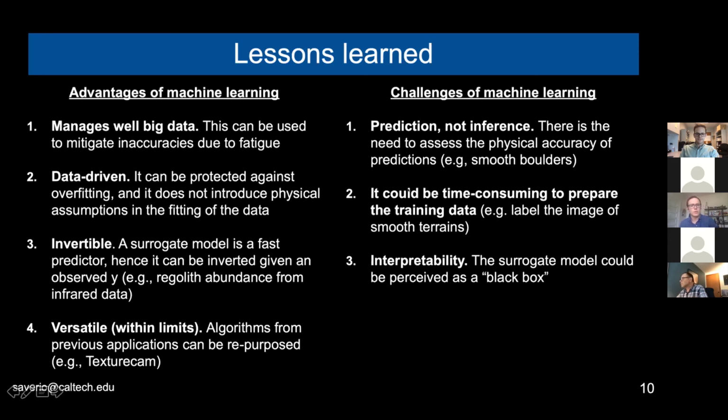The challenges of machine learning are that, as I mentioned before, it doesn't assess the physical accuracy of a prediction per se, so it needs the expert behind it to recognize whether a prediction is physically accurate or not. It can be time-consuming to prepare the data, and then there is a problem of interpretability. The surrogate model, the machine learning model, can sometimes be perceived somewhat as a black box, and this is a very important point of current research.